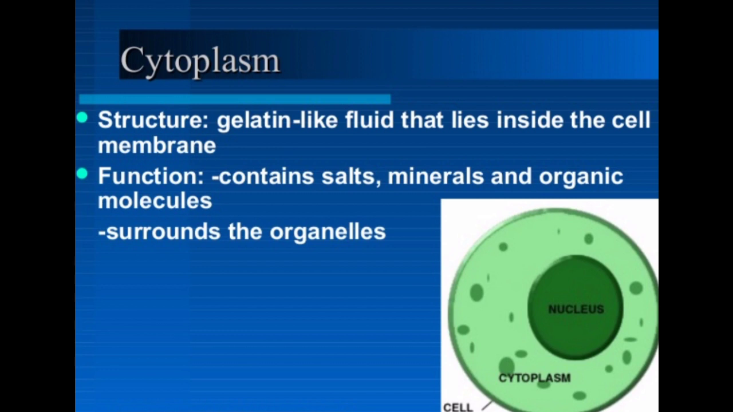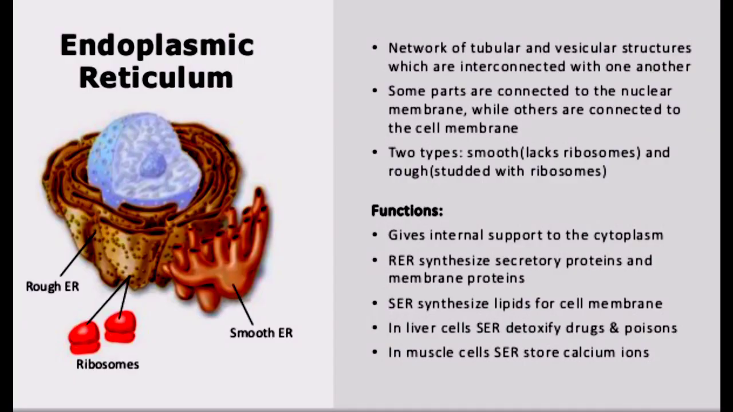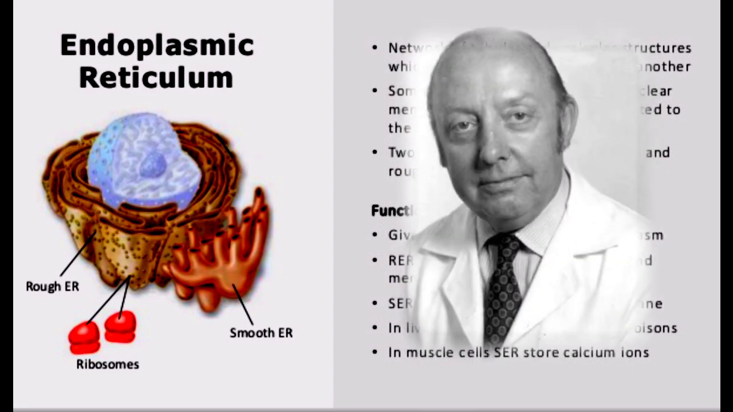Living cytoplasm is always in a state of some movement, and the function of cytoplasm is to surround the cell organelles. Let's start the discussion of the cell organelles embedded in the cytoplasm. Next, we will talk about the cell organelle endoplasmic reticulum. The endoplasmic reticulum was first observed by Potter in 1945.